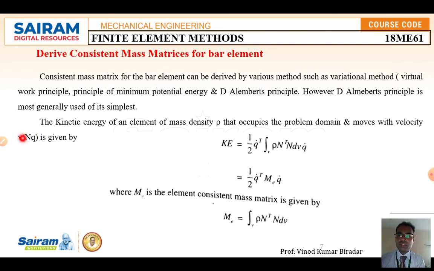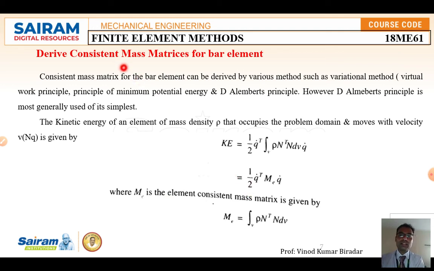Velocity v of n q dot is given by... kinetic energy is equal to half of q dot transpose, integration of mass density, shape function N, into dV, multiplied by q dot. So, velocity and acceleration. Again, you simplify this: half of q transpose M q dot, where M is nothing but the element consistent mass matrix.